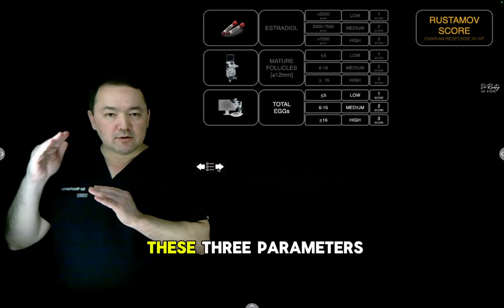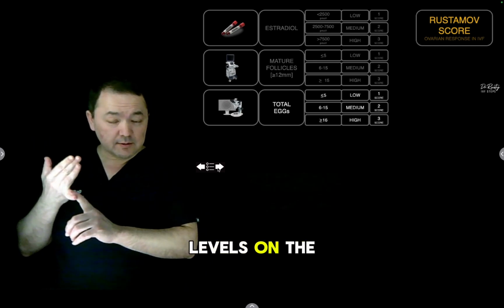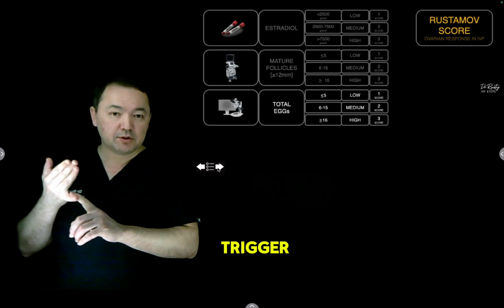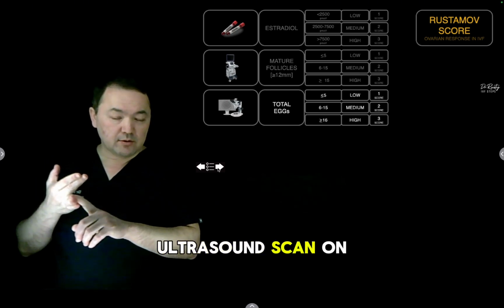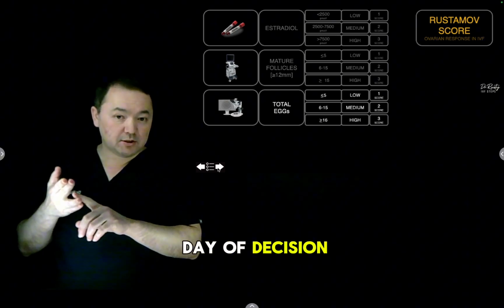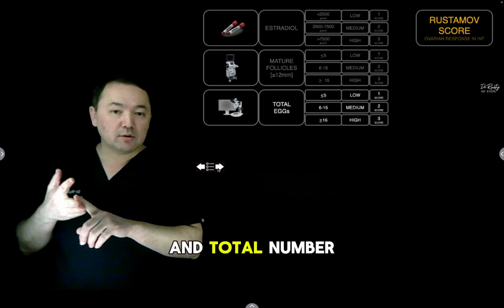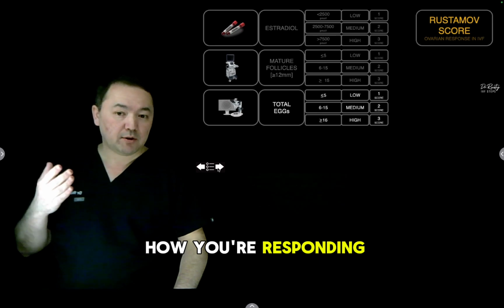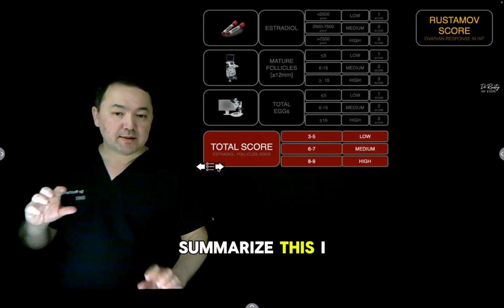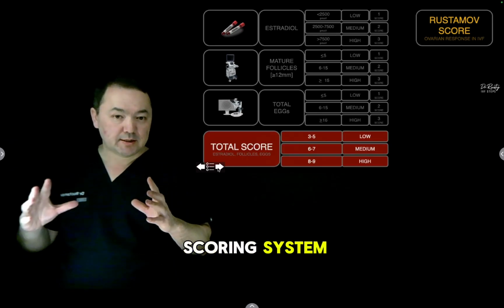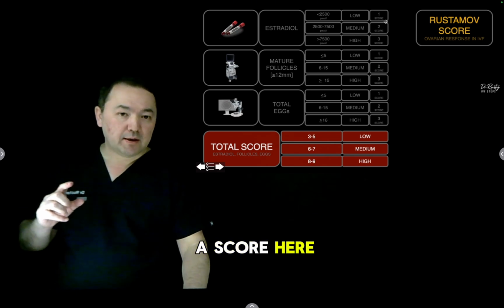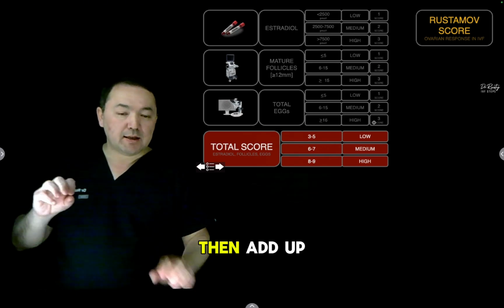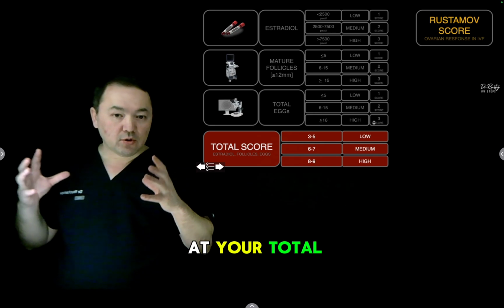That's looking at these three parameters: estradiol levels on the blood test on the day of trigger, the ultrasound scan on the day of trigger, on the day of decision making for the trigger, and the total number of eggs on the day of egg collection. Looking at these three things, you can tell how you're responding. To summarize this, I created this total scoring system. You will give a score for each of these, then add up and look at your total score.